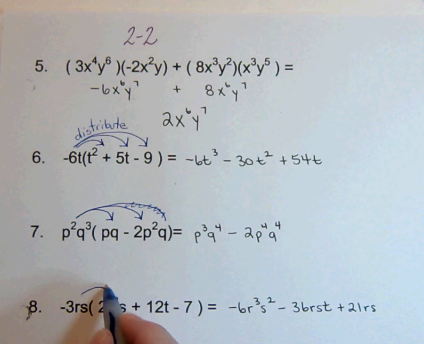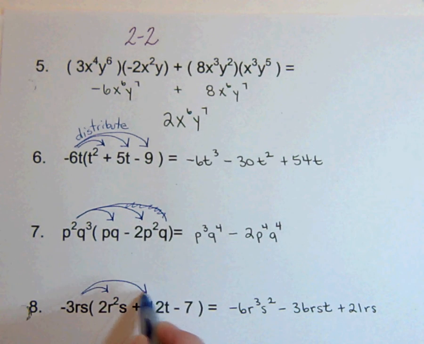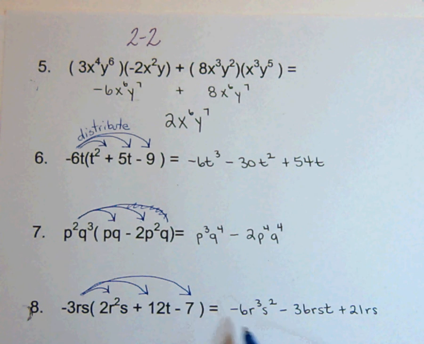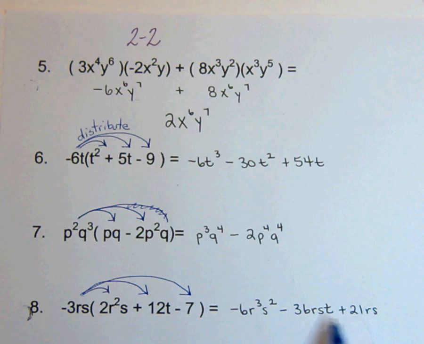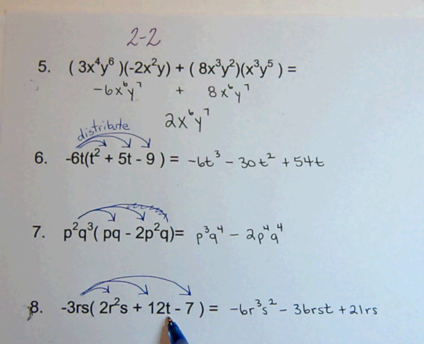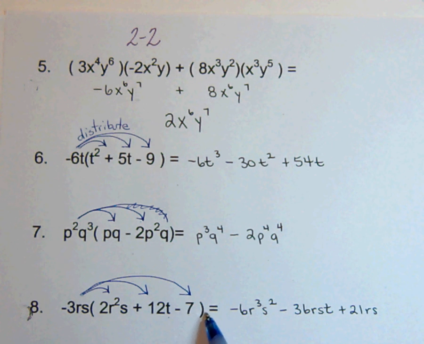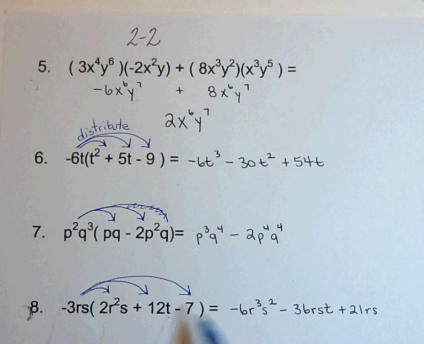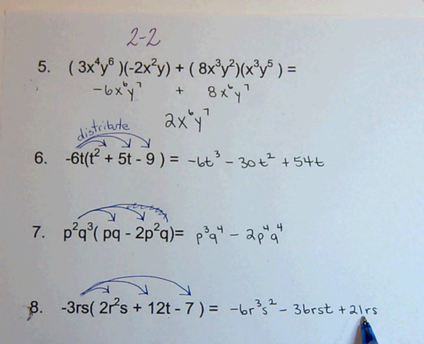Distribute the negative 3rs in number 8 to all 3 terms. So look closely and copy this answer, but notice how your rs was there, but in the second term there's also a t. There's no variables here, but there are here, so when you multiply a negative 3 and a negative 7, it becomes a positive 21, but it takes on the term on the outside with the negative 3.